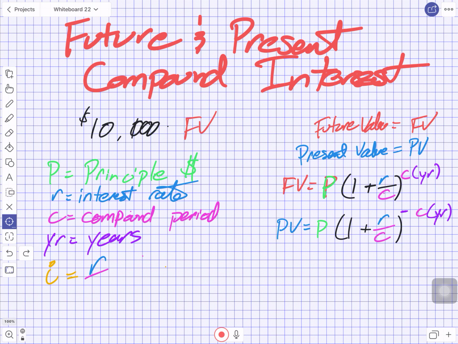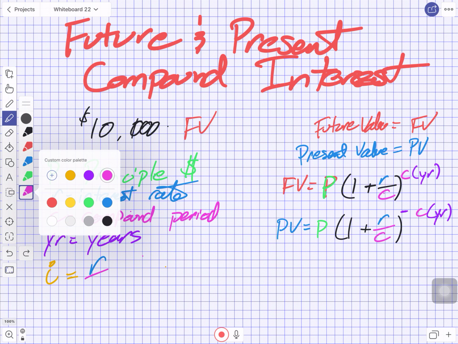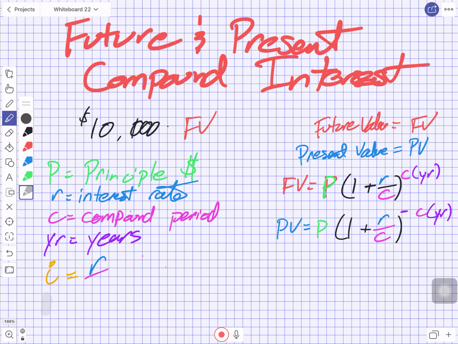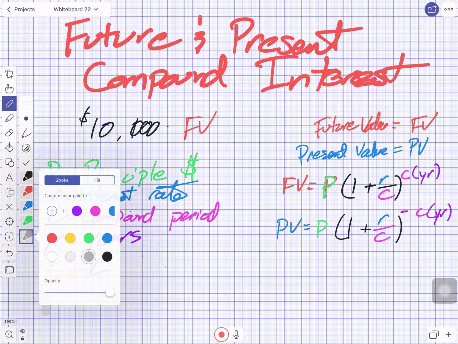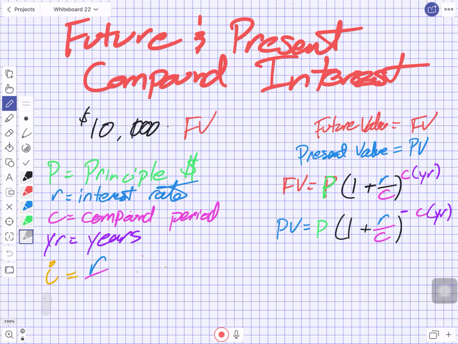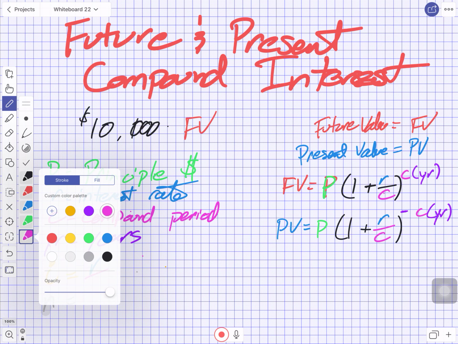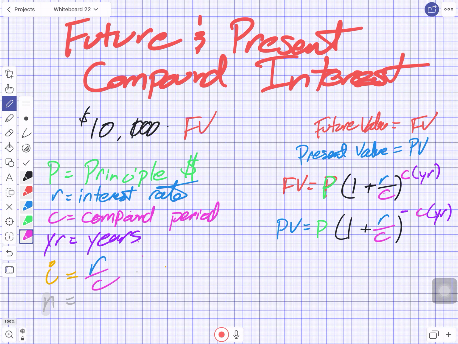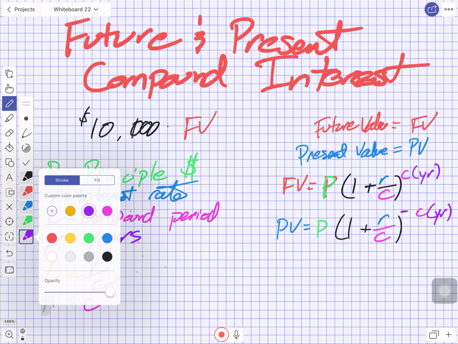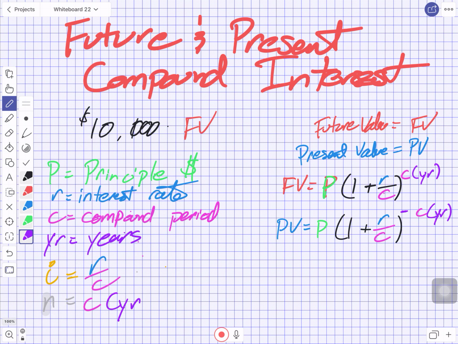I should write that one too for you so that you know them all because there are so many variations to this formula. We'll do it in gray. N is equal to the compound period times YR. A lot of talking to myself in this video, sorry. So I'll reiterate the formula, you may see the formula written like this.